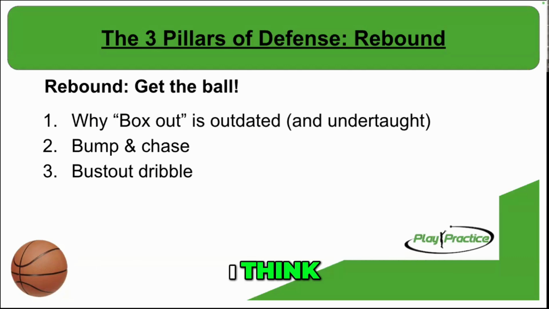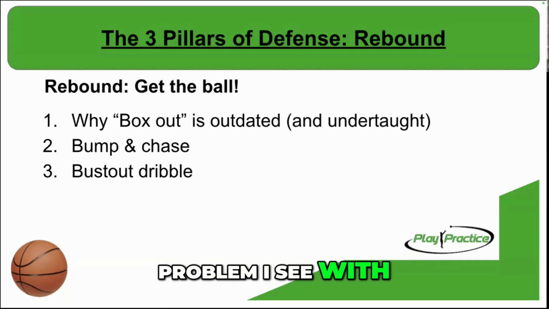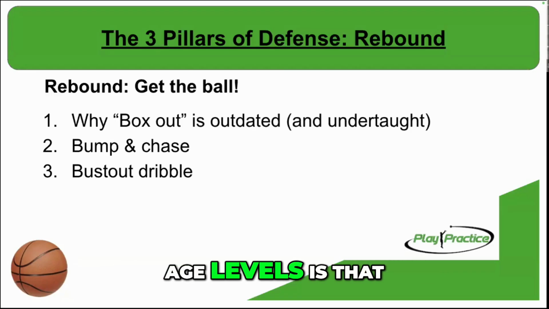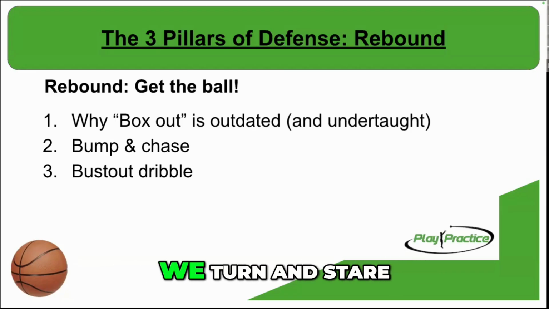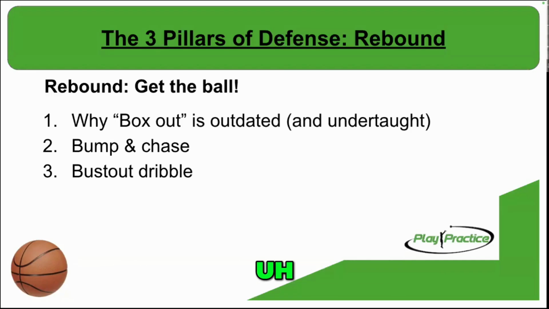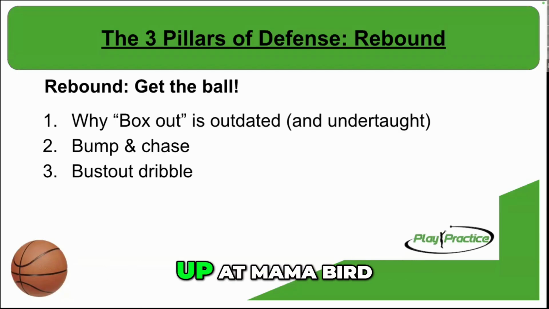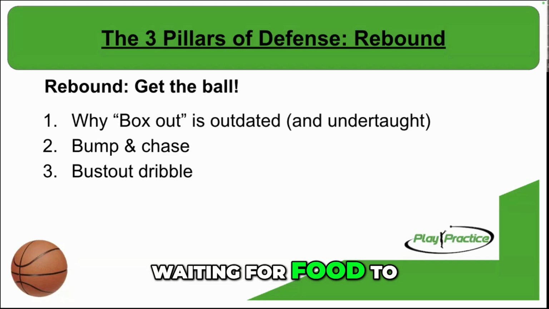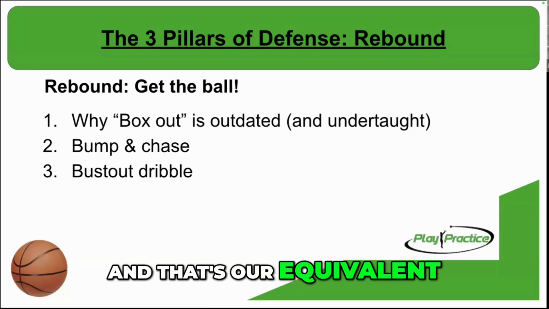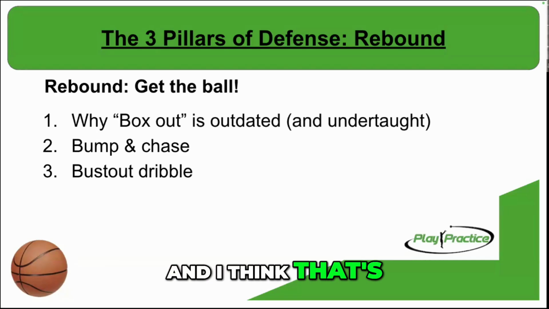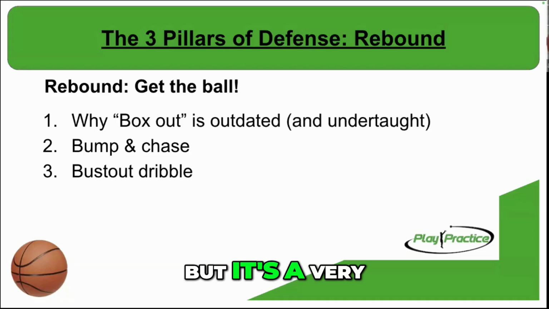So I think probably the number one problem I see with all rebounding across all age levels is that when a shot goes up, we turn and stare at the rim. Somebody used the phrase baby bird rebounding. Like we're all staring up at mama bird, waiting for food to drop in our mouth. And that's our equivalent of rebounding. I think that's a really good analogy, but it's a very common problem.